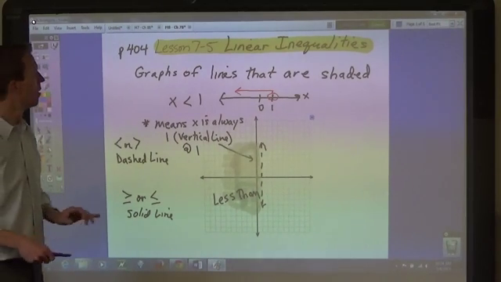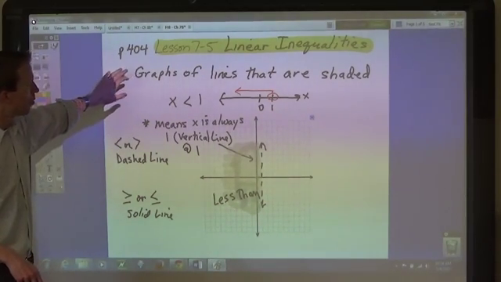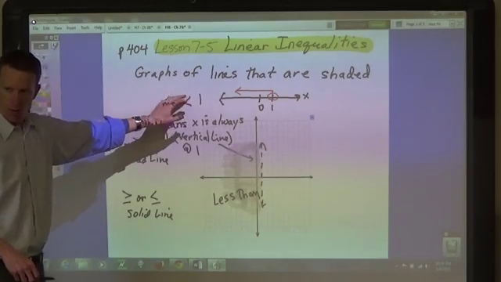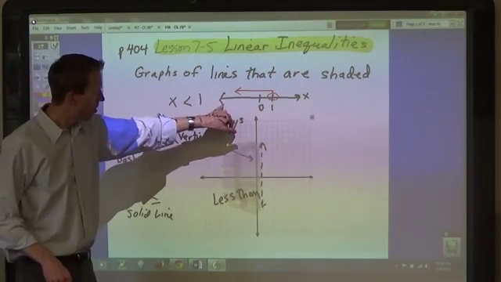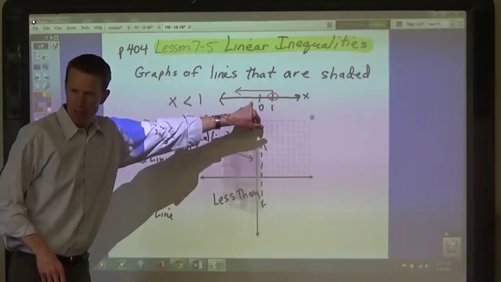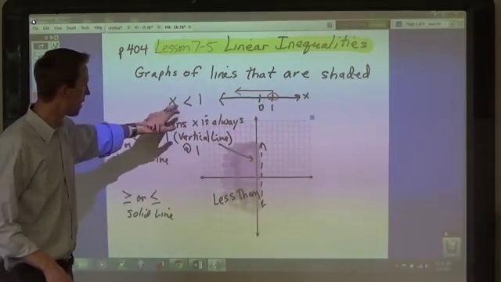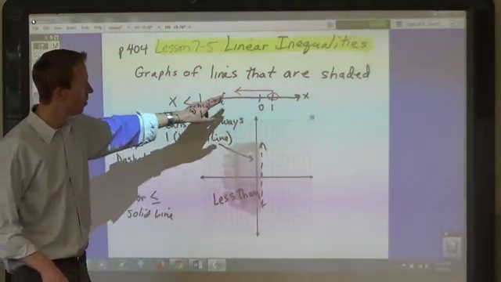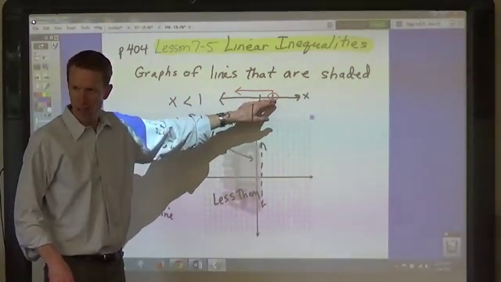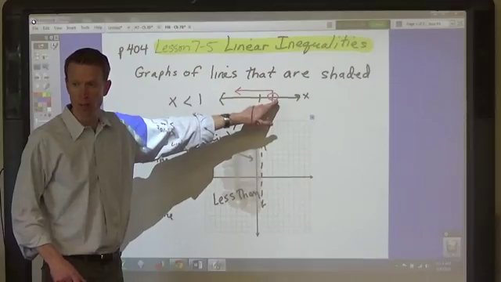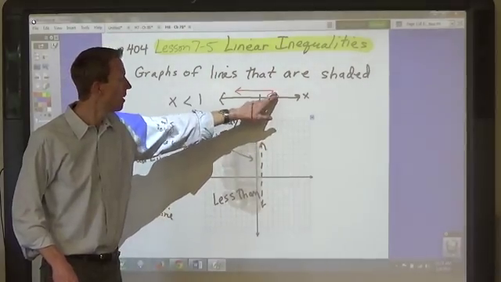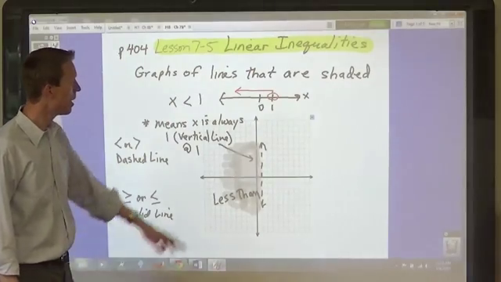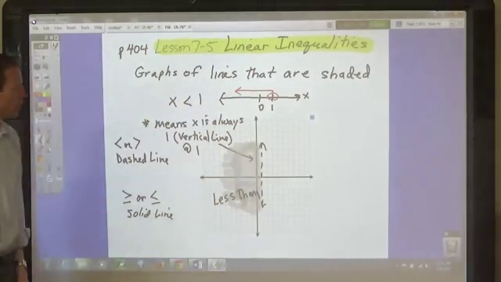In other words, graphs of inequalities. You've graphed them on number lines before. For example, x is less than 1. We mark 1 with an open dot because the answer can't be 1 to make the statement true. It has to be less than 1, so we use an open dot, and then shade to the left.